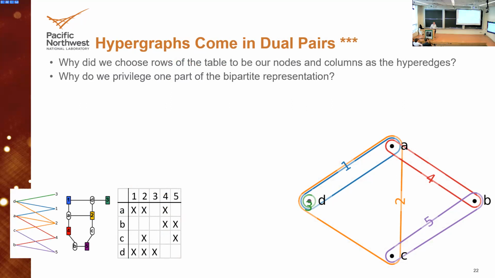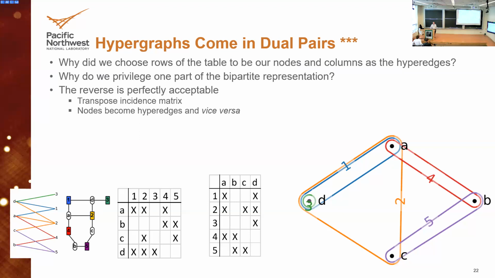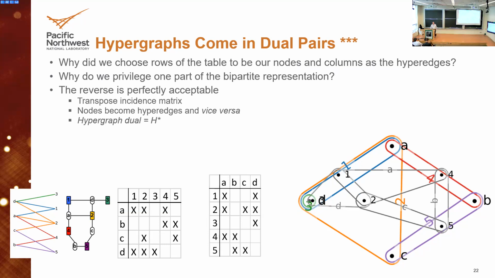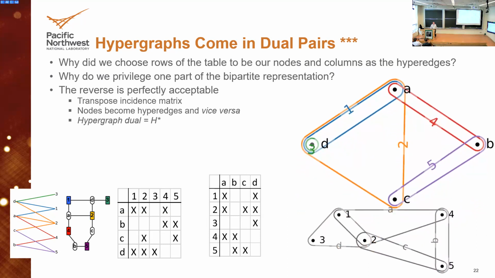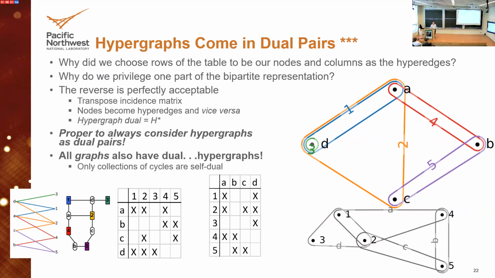Basically, whether I think about it as a bipartite form or as the incidence matrix, that dual is always available. I can always transpose the incidence matrix. I can always flip the two sides of the bipartite structure. So I make a new structure where I add a vertex for every edge and an edge for every vertex, and separate them out, and you can see we've got that dual form available here. So it's proper to consider that hypergraphs always come in dual pairs.